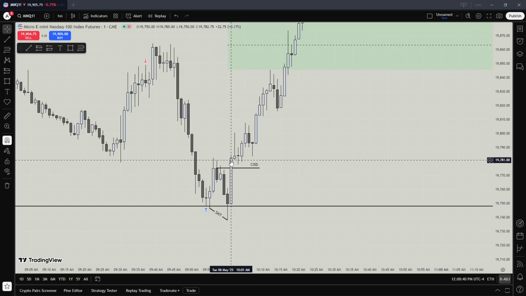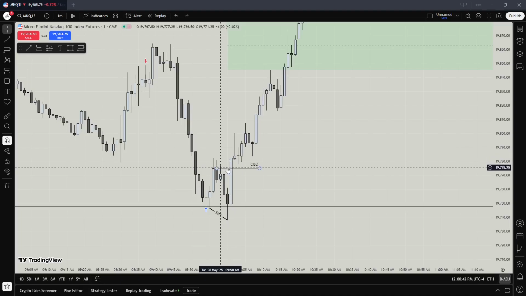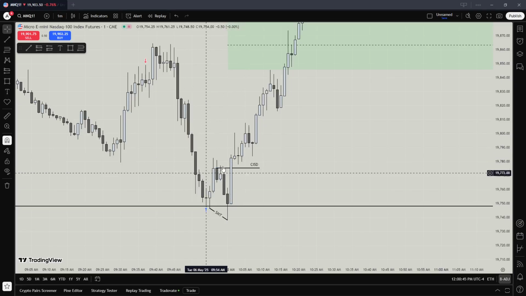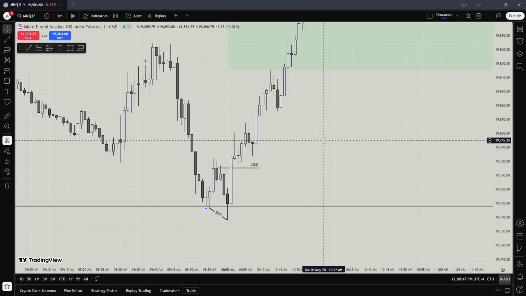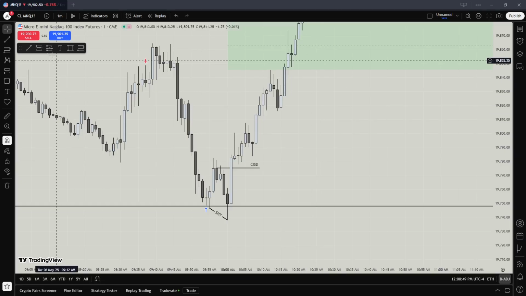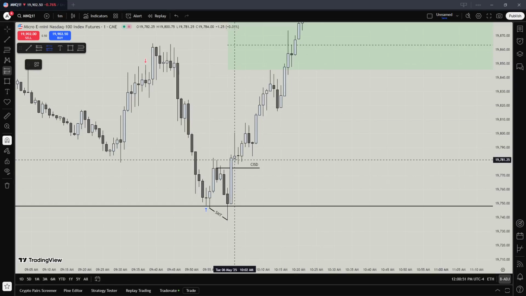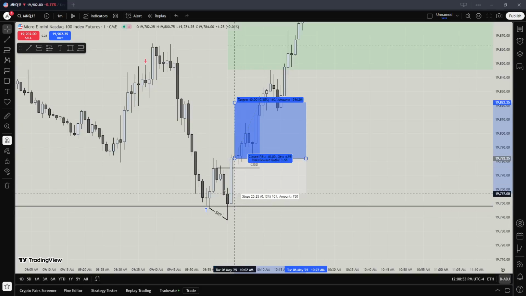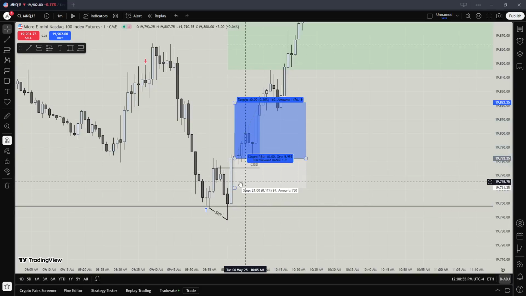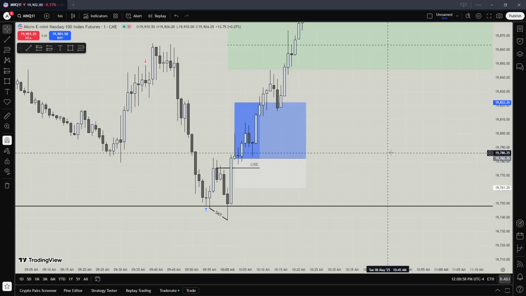And you can see this candle right here closes above this line. That's what makes it a change in state of delivery. Basically a sign of a reversal. It's showing momentum to the upside. So that means we would enter as soon as that candle closes. Your stop could be the bottom of this new fair value gap, right?